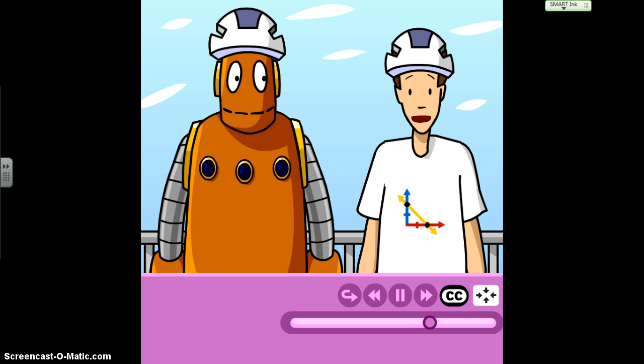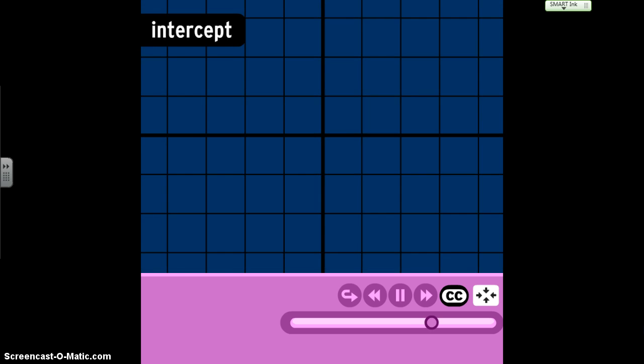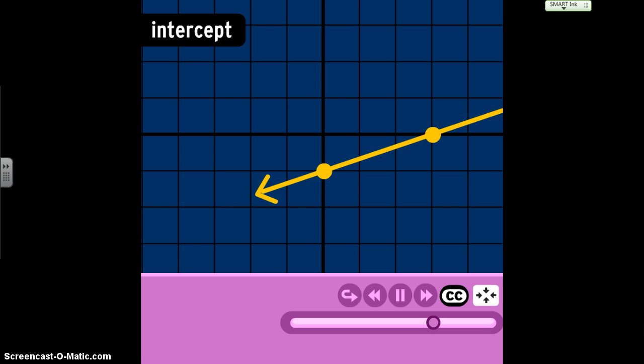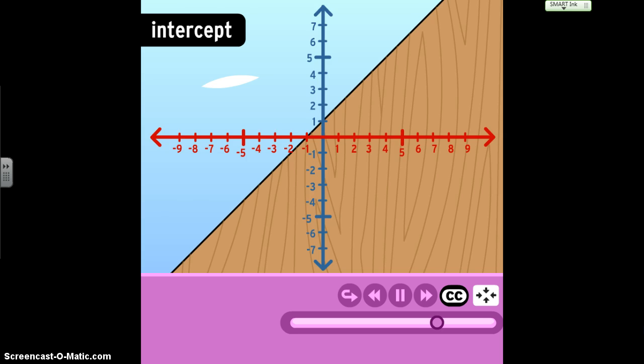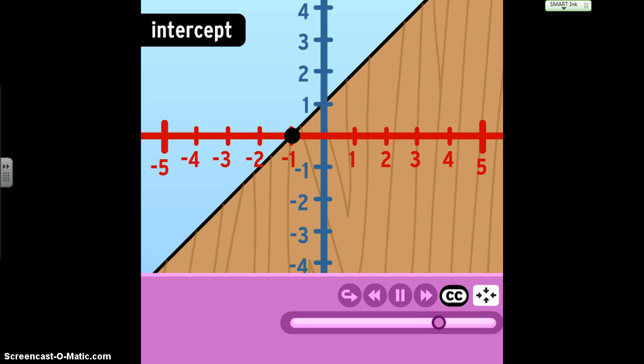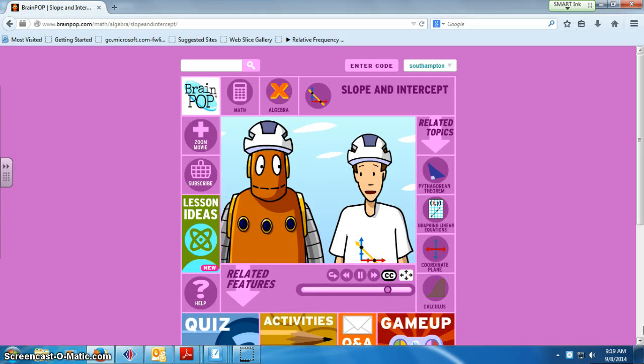Oh, almost forgot the intercepts. An intercept is a point where a line hits or intercepts the x or y axis. For our ramp line, the x-intercept is (-1, 0), and the y-intercept is (0, 1). The y value of the x-intercept is always 0, and the x value of the y-intercept is always 0. That's just what happens.